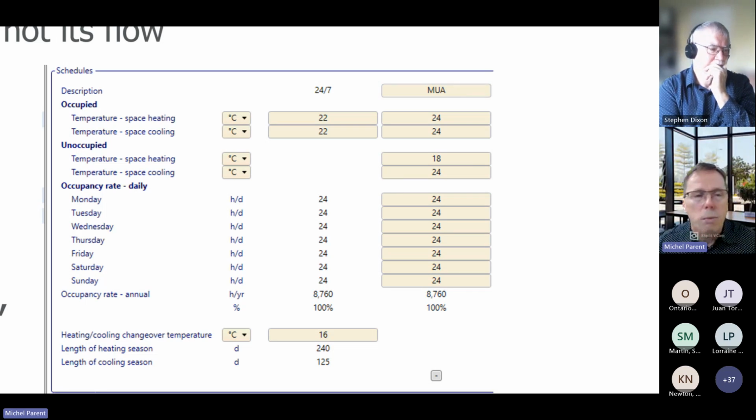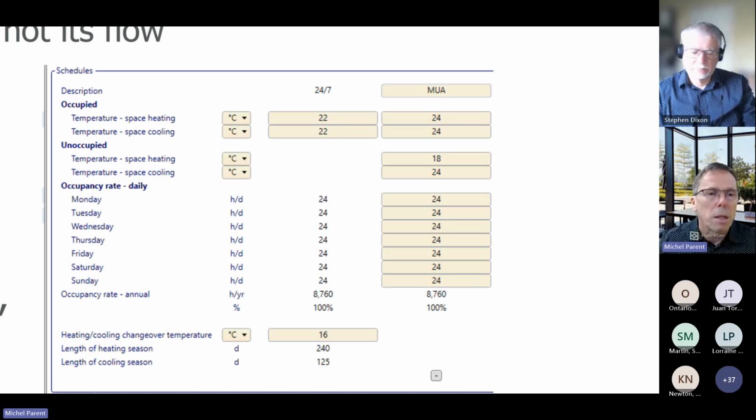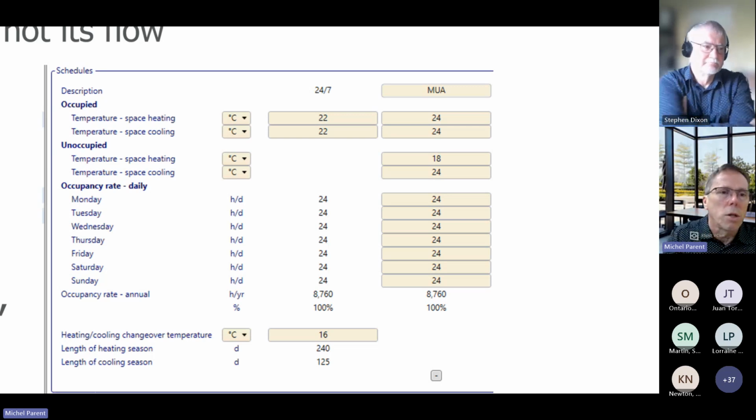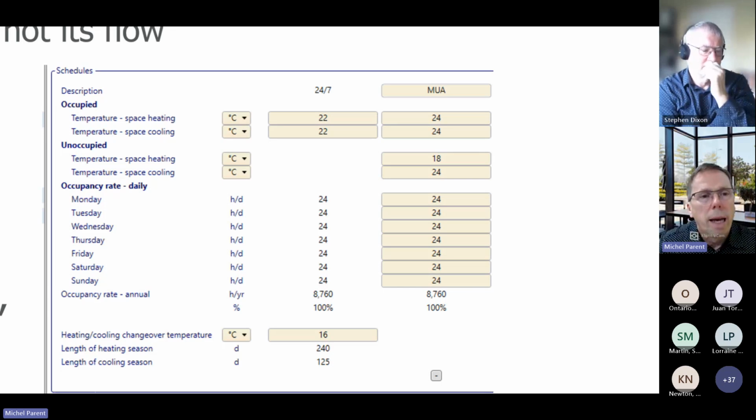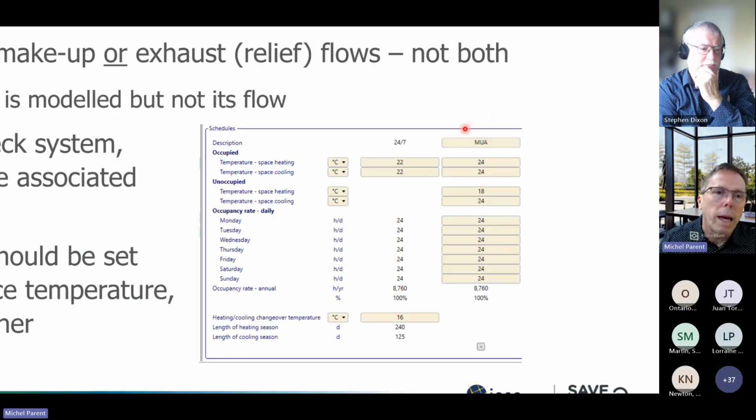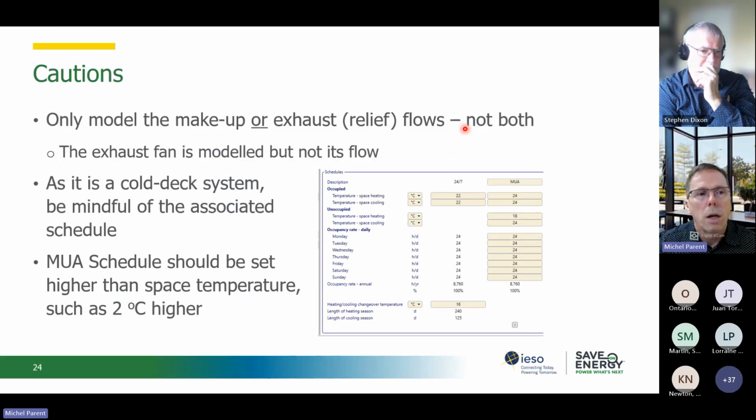I mean, we can address the reason why later on if need be, but just know that if you want a proper makeup air unit calculation, if your makeup air unit is to supply at between 18 and 20 degrees to a space that's kept at 22, you would need to define a schedule that has a different space temperature, and that would be a couple degrees higher. So that's how you would define this cold deck system in RETScreen.